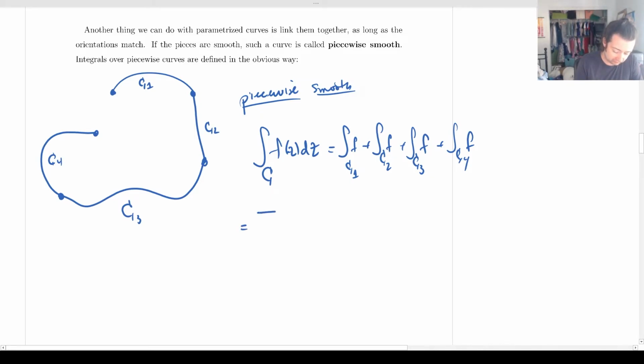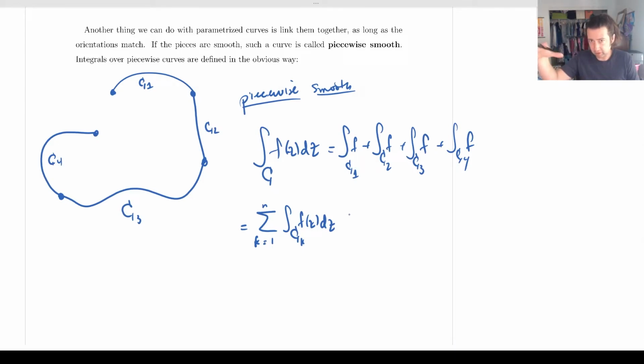Normally in notation that's written as the sum as k goes from 1 to n of the integral over Ck of f of z dz, where n is the number of chunks that you have in your piecewise smooth curve. Okay, so integrals can be defined on a single smooth curve, or they can be defined on a bunch of them chunked together in pieces, as long as those pieces join up in the correct way.